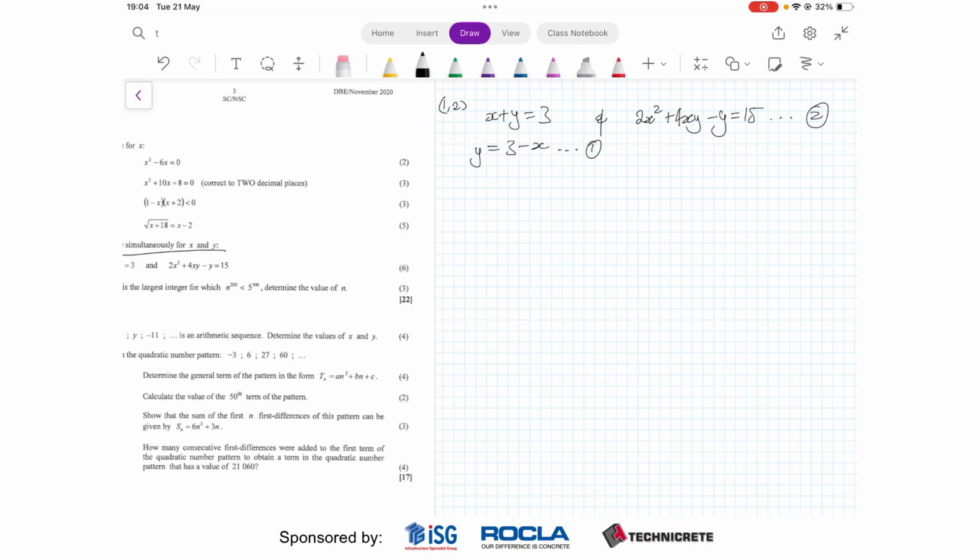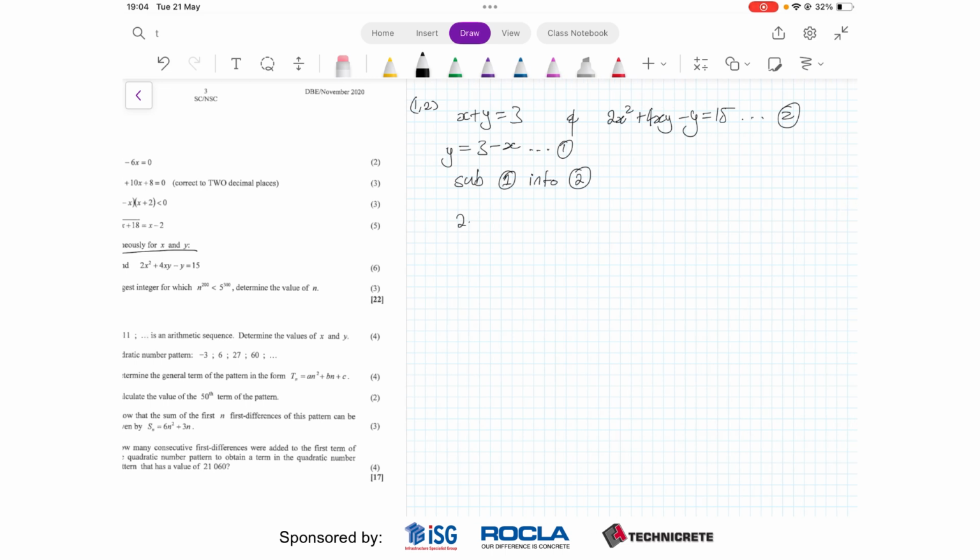Now we will substitute equation 1 into equation 2. Okay, now doing that, we will have 2x squared plus 4x into (3 minus x), because remember y is equal to 3 minus x, minus open bracket 3 minus x close bracket is equal to 15. Do not forget your brackets. They are very important because they preserve the order of the algebra.